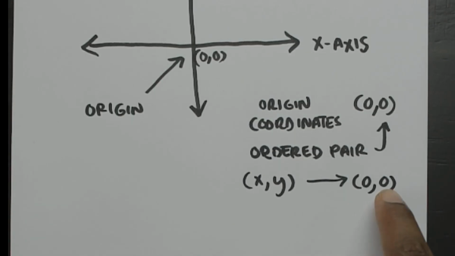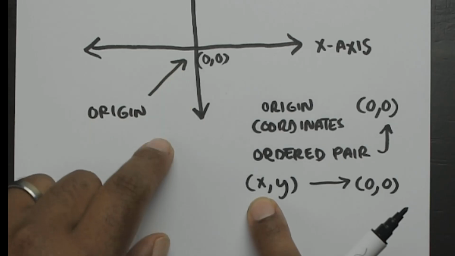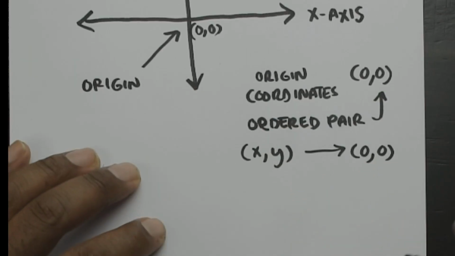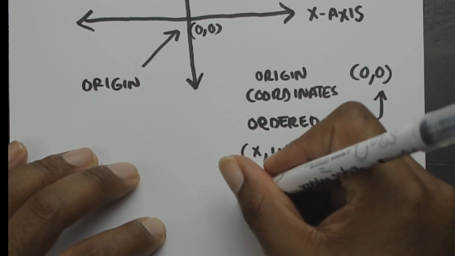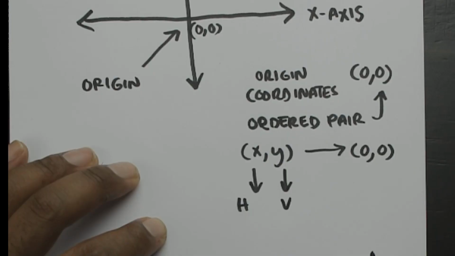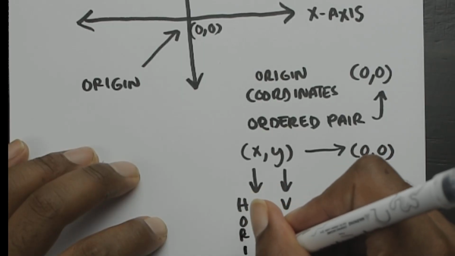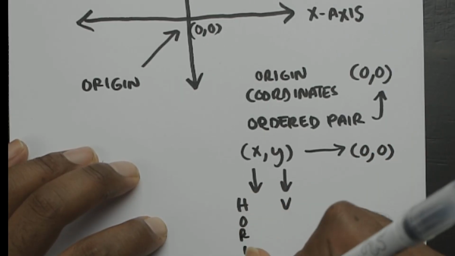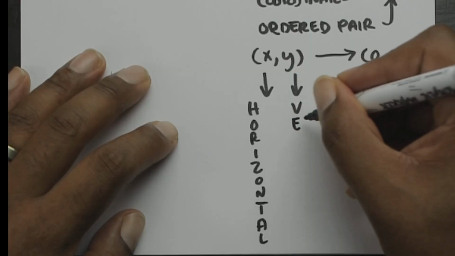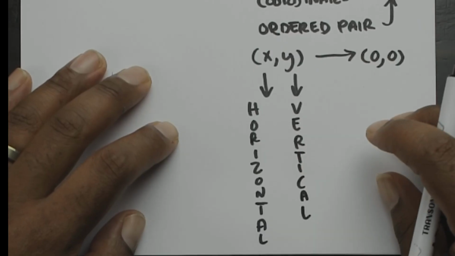So the first number tells you the horizontal position, right? First number tells you the horizontal position, and then the second number tells you the vertical position, okay? So just keep that in mind. This would be the horizontal, and this would be the vertical position, okay? Horizontal position, and the vertical position, okay? You have to keep that in mind.